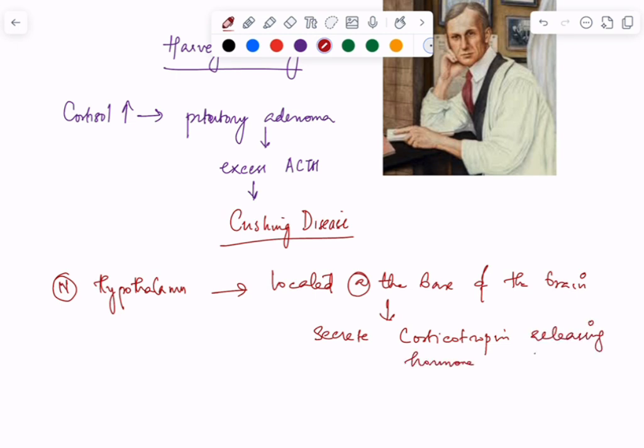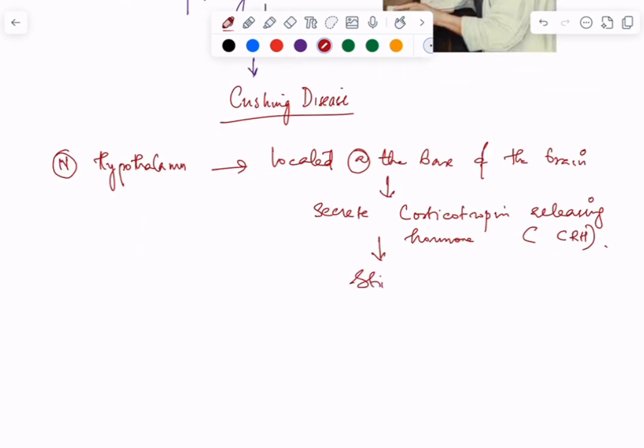Then this CRH will stimulate our pituitary gland to produce one hormone. So CRH stimulates the pituitary gland, and the pituitary gland will produce adrenocorticotrophin hormone, also called ACTH.